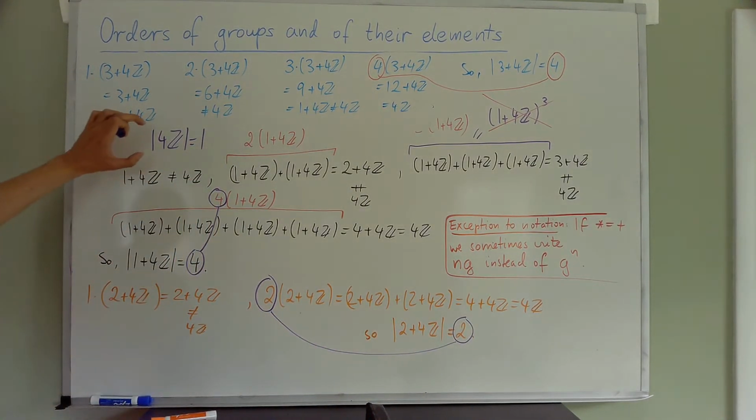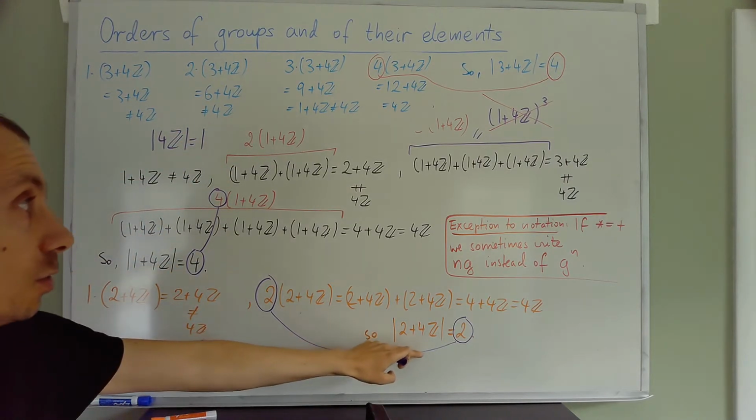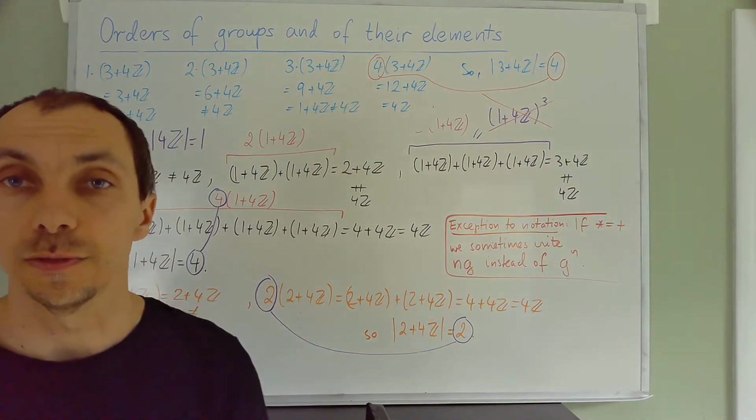Okay, so I got 4 elements in the group. This is order 1. 1 plus 4z is order 4. 2 plus 4z is order 2. And 3 plus 4z is order 4.